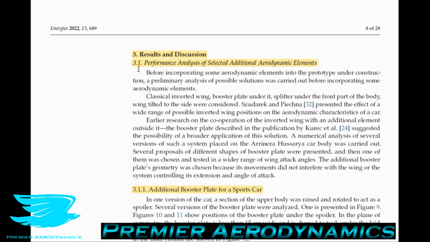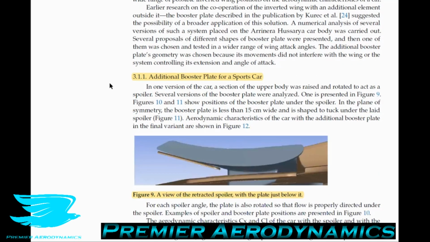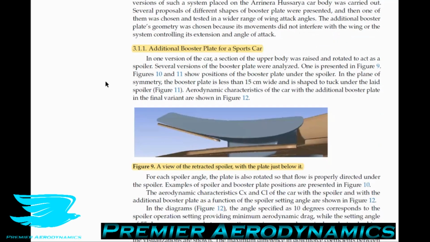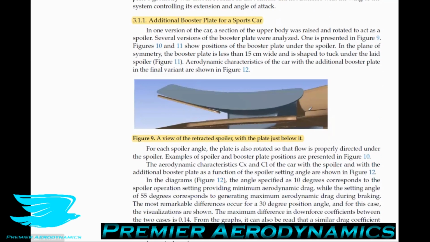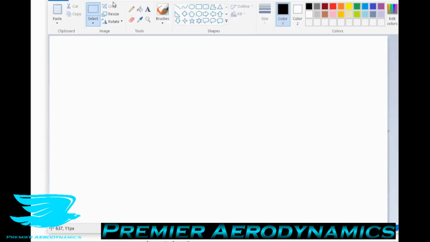So the performance analysis of selected additional aerodynamic elements. One is the addition of a booster plate for a sports car. What is a booster plate? This is really cool. So imagine the back wing of a car, and you have the boot, so the trunk, and then you have the wing coming up behind it. Now that's going to be producing quite a lot of downforce, which is nice.